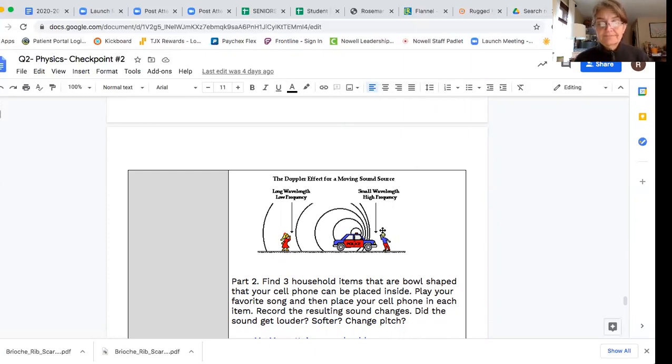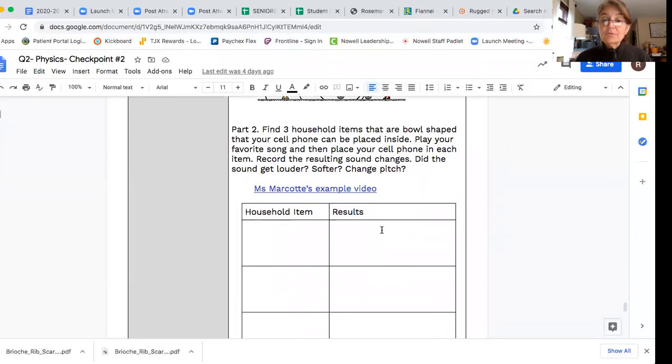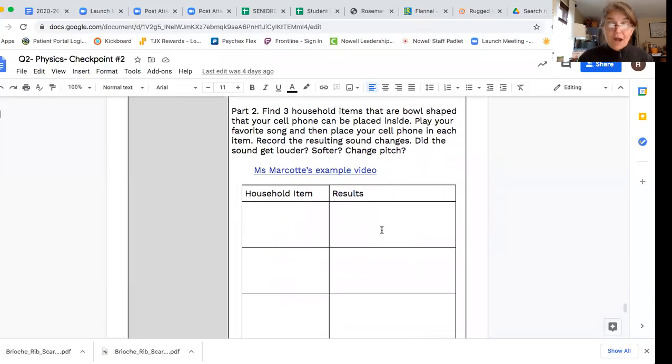And then finally, we're returning to our final product, which is going to be that cell phone speaker. And we're going to ask you to find 3 household items that are bowl-shaped that you can put your cell phone inside, play your favorite song first and put your cell phone inside, and then see, does it get louder? Does it get softer? Does it change pitch?